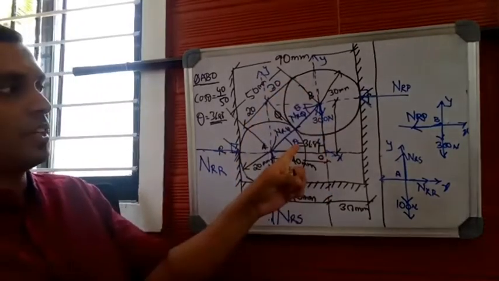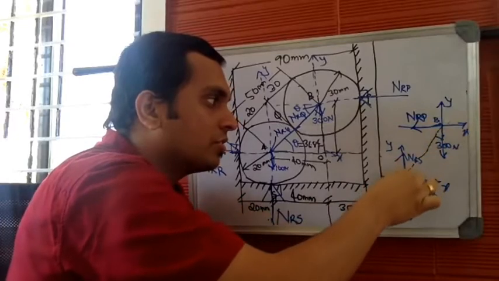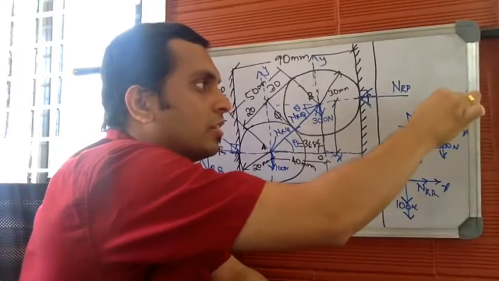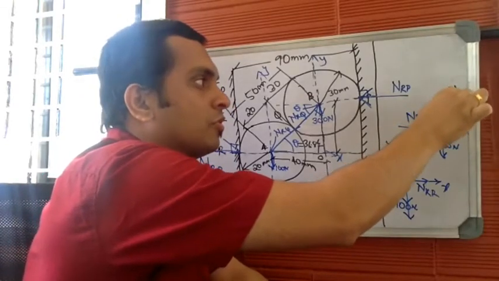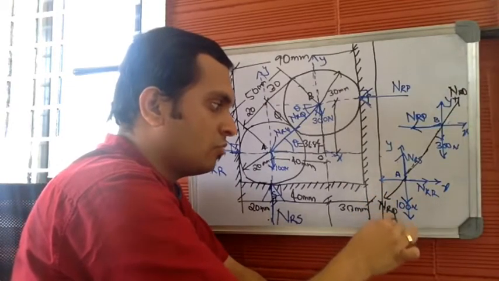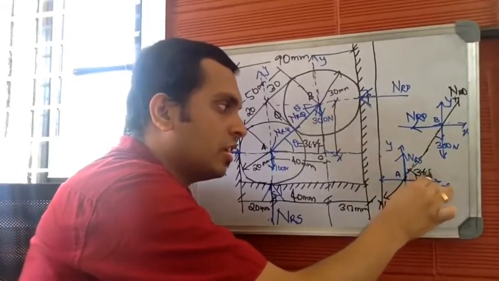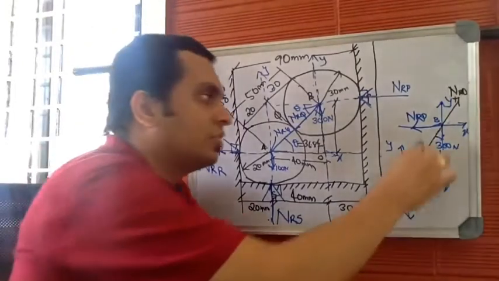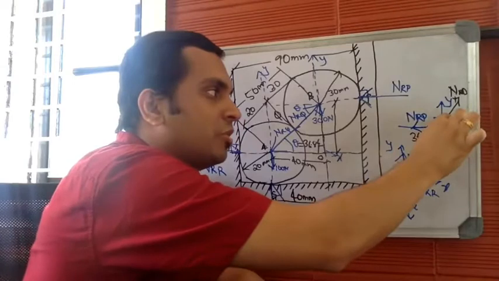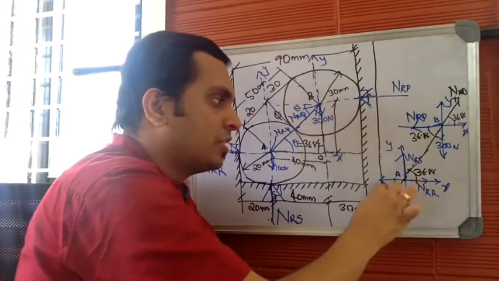Theta is 36.86. So now let me join the centers in this way. So this will be NRQ, and even this will be NRQ. So this angle, as we found just now, is 36.86. So even this angle will be equal to 36.86. If this is 36.86, even this will be 36.86.